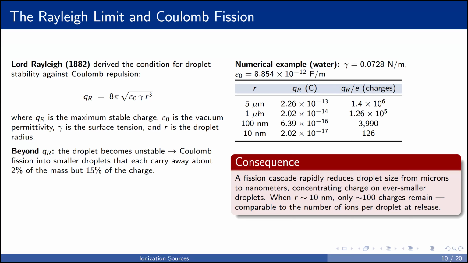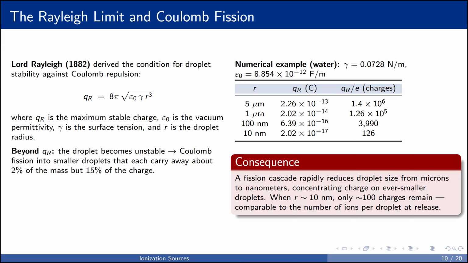Now, here's what happens in an actual electrospray. A droplet starts at maybe 5 microns with a certain charge. Solvent evaporates, the droplet shrinks. At some point, the charge exceeds the Rayleigh limit for its current size. The droplet undergoes fission. It throws off a swarm of much smaller droplets that carry away about 15% of the charge, but only about 2% of the mass. The parent droplet has shed enough charge to be stable again and continues to evaporate.